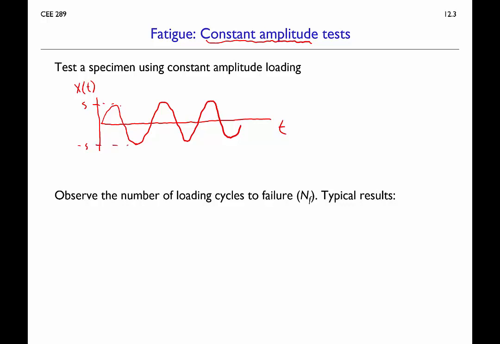And so NF would be the number of cycles to fail. That would be a random variable in general, but what we often get if we repeat this kind of constant amplitude loading for a variety of levels of S, and then plot that versus the number of cycles to get a failure, is we'll get a figure that looks like this. On the x-axis we'll have log NF and log S. And if we plot this in a log-log scale, we'll get a linear relationship.